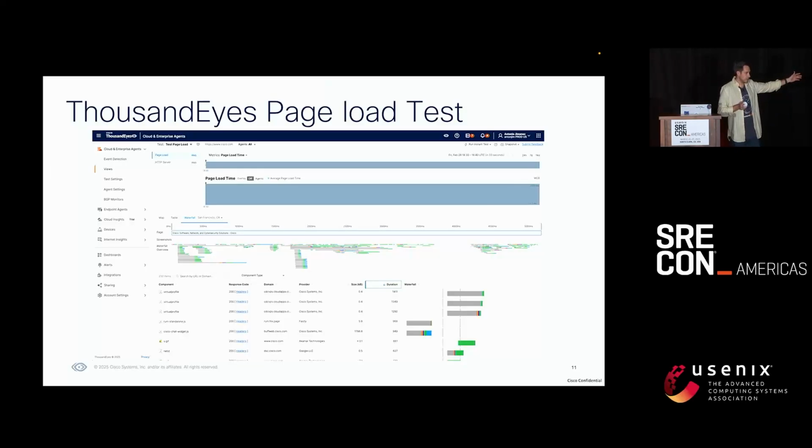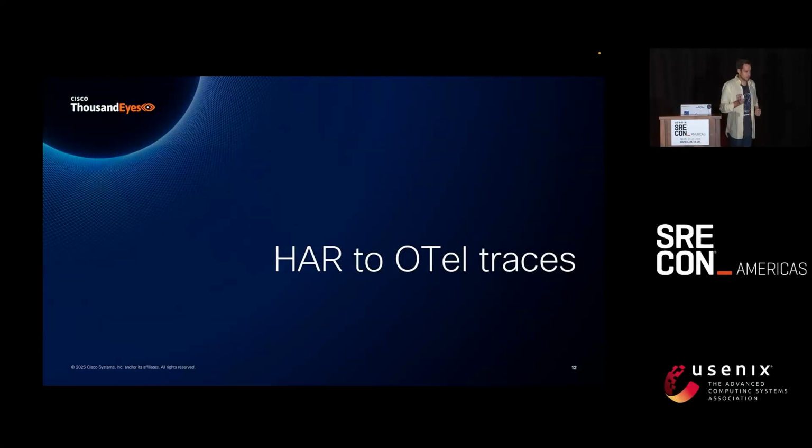What you're seeing there is a HAR that we are representing as a waterfall, but that data is only inside of ThousandEyes. So in case you want to use it outside, like in your Grafana or your Honeycomb, you need to convert it into an OpenTelemetry trace, and this is what we are going to do today. How is that transformation? Each request is going to be converted into a span inside of that trace.